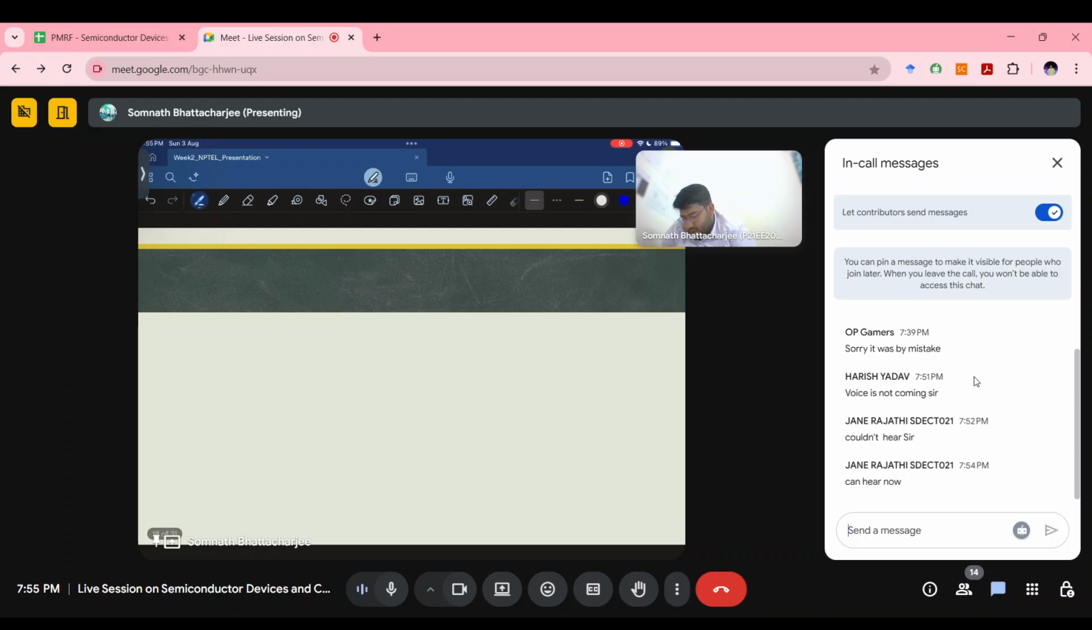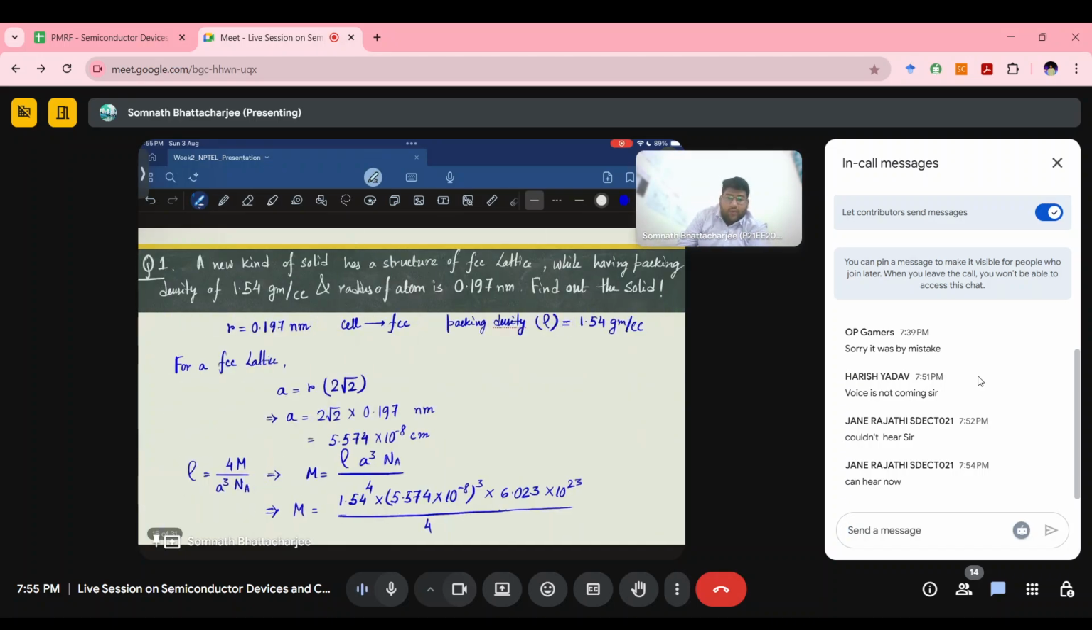Now, if we change the question a bit, so let's say that if Avogadro's number was 8.3848 multiplied with 10 to the power 23, then what would be the atomic number? Try to solve this. It would be easy, I guess.